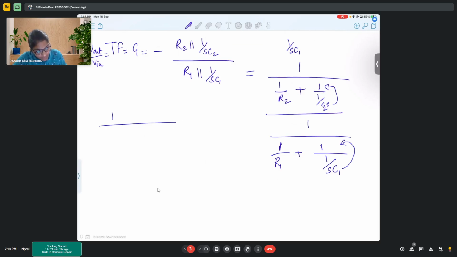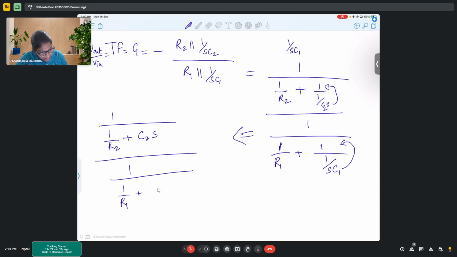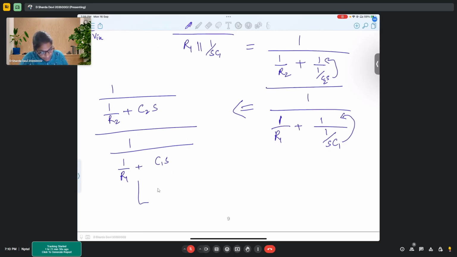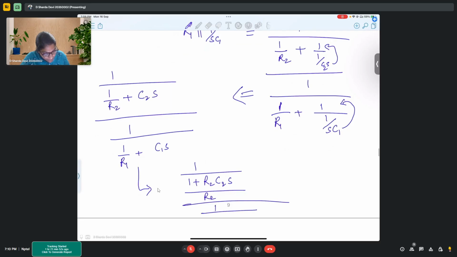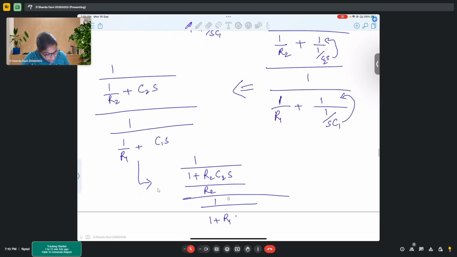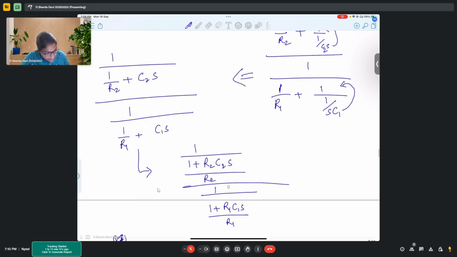This would be 1 upon 1 by R2 plus C2S, by 1 upon 1 by R1 plus C1S. Now here, 1 upon 1 plus R2 C2S by R2, divided by 1 upon 1 plus R1 C1S by R1.